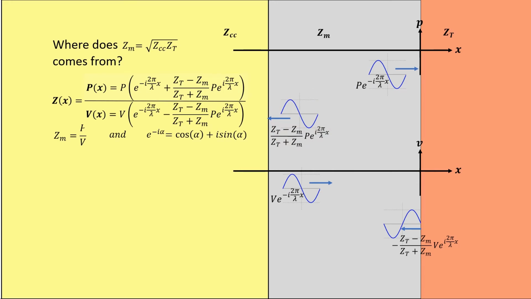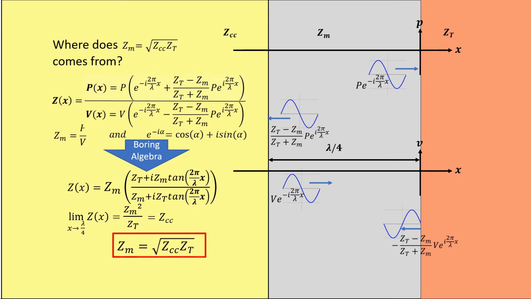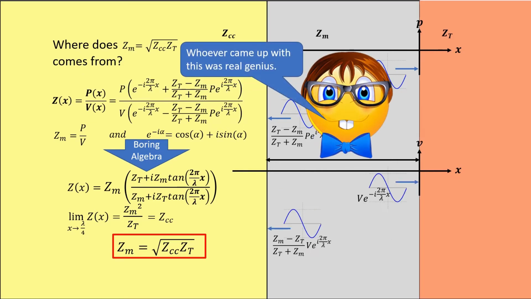Now, after some boring algebra that you can do on your own, we come to this equation. If we took the limit of the impedance for x tending toward lambda over 4, it would be that of zeta sub m squared over zeta sub t, a real number. Now, we want this number to match the characteristic impedance of the ceramic, zeta sub c. Now you know where the expression comes from. Whoever came up with this was a real genius.